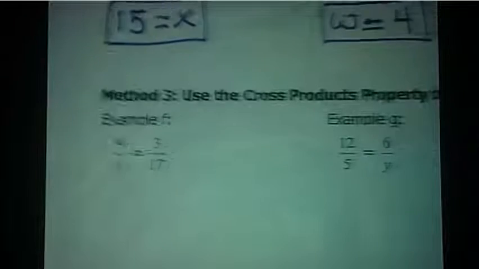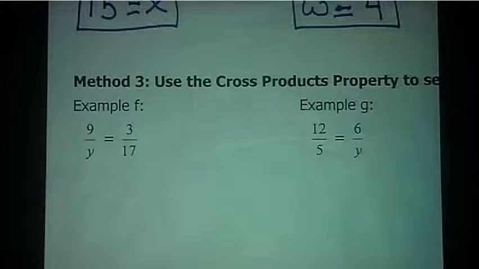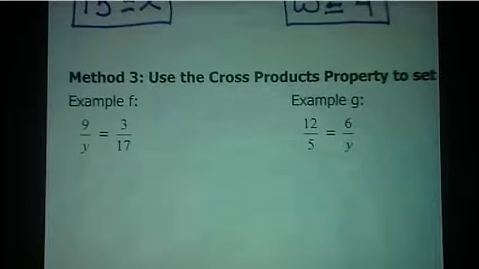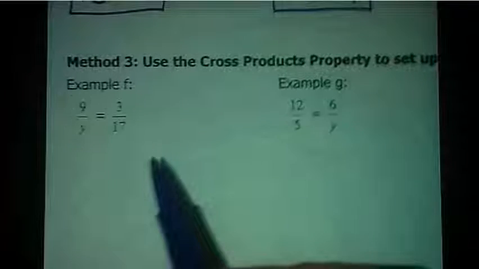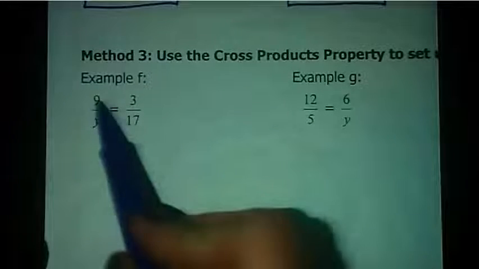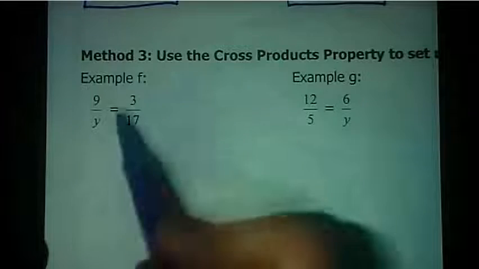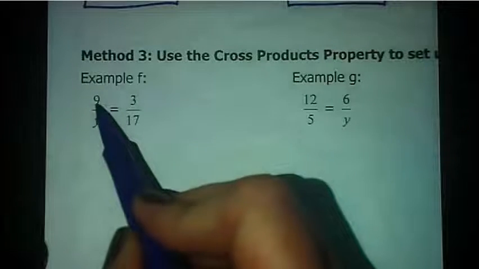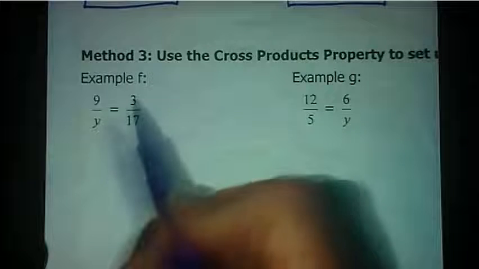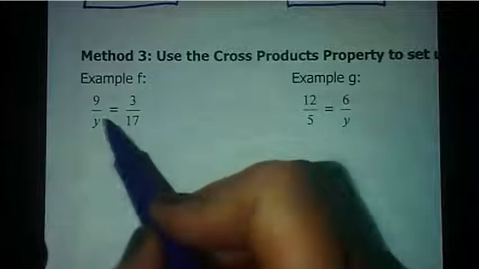All right. This method is my favorite, using the cross products property to set up an equation. You'll remember from the other day that if 2 fractions are truly equivalent, then their cross products will be equal. That means you can multiply diagonally and those products will be equal. So that means if I take 9 times 17, it will be equal to 3 times y.